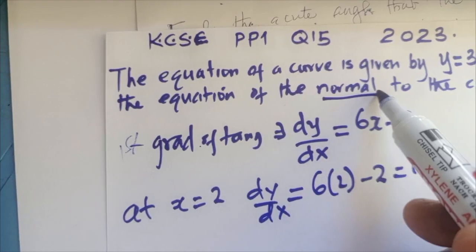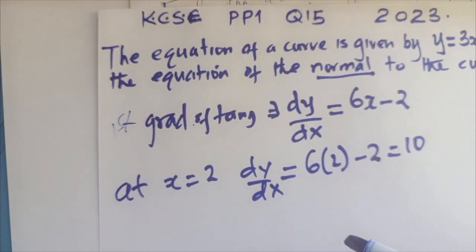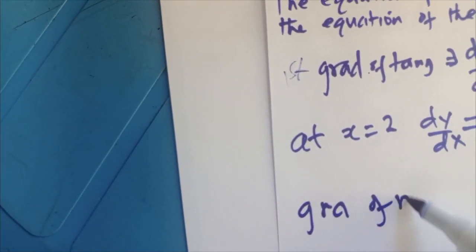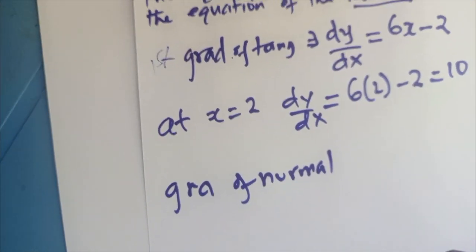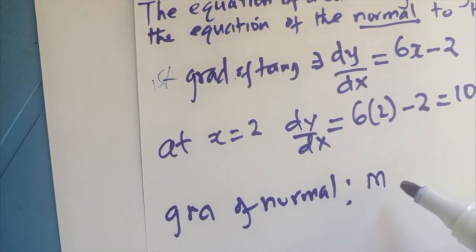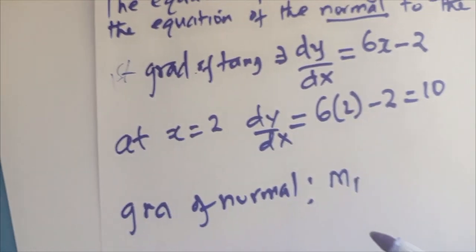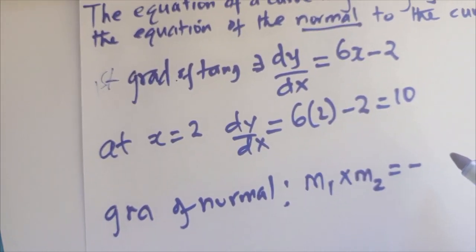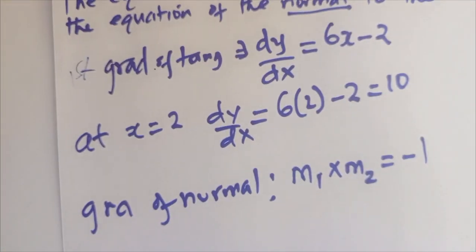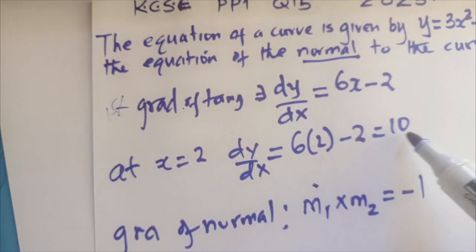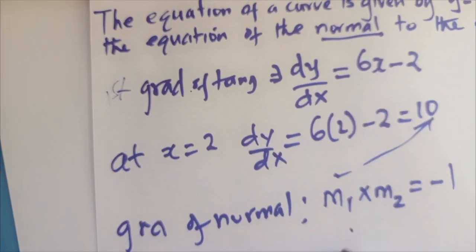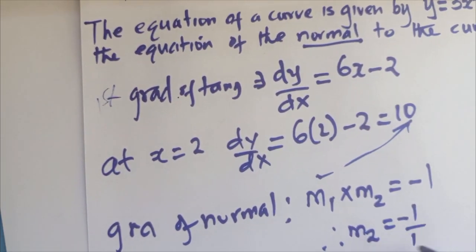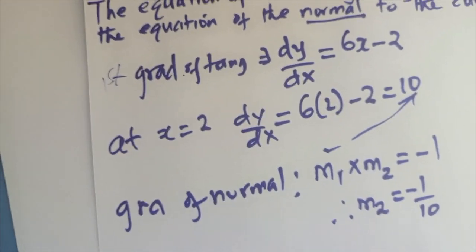But remember, we've been asked for the normal, and we have said that the normal is a perpendicular line to the tangent at that point. So the next step is to get the gradient of the normal, the perpendicular line to the tangent. We know from our knowledge of gradients of straight lines, if you have two gradients, call them M1 and M2, and these two lines are perpendicular, the product of their gradients is -1. So if we choose 10 to be M1, the gradient of the tangent, then the gradient of the normal will be -1/10.